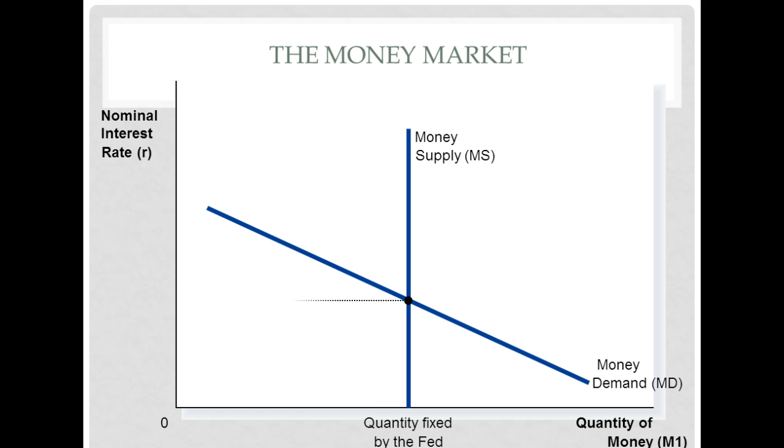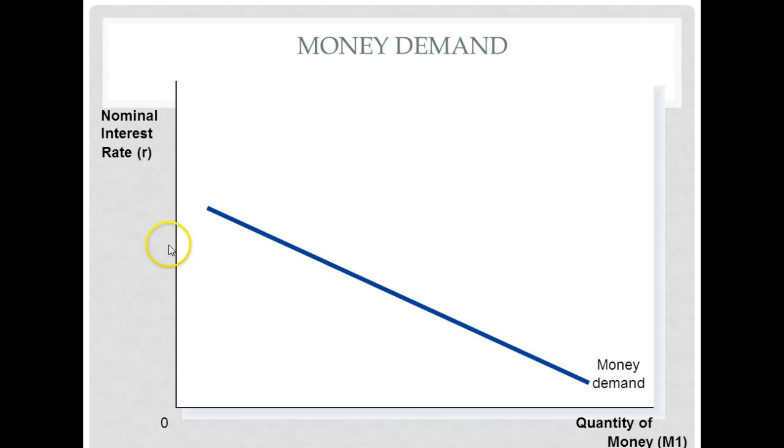Well, let's take a look at another picture to help us understand that. Here's the money demand curve, again, sloping downward. Since it slopes downward, that means there's a negative relationship between the two variables being measured on this graph: the nominal interest rates and the quantity of M1. As one decreases, the other must be increasing, and we can show that here.